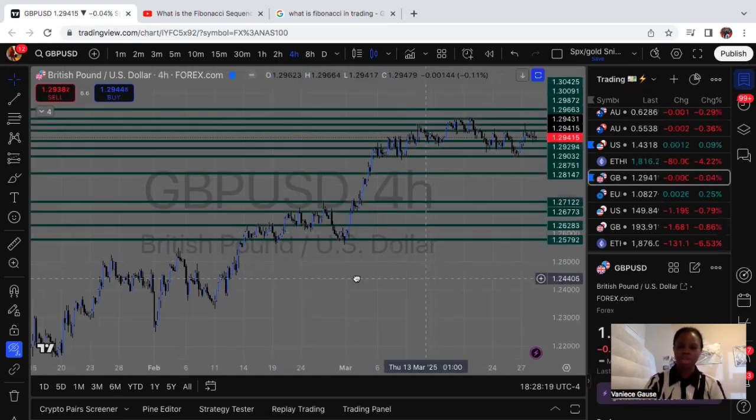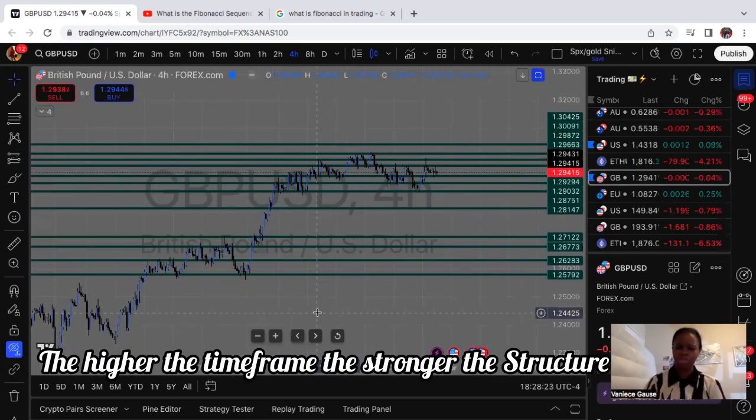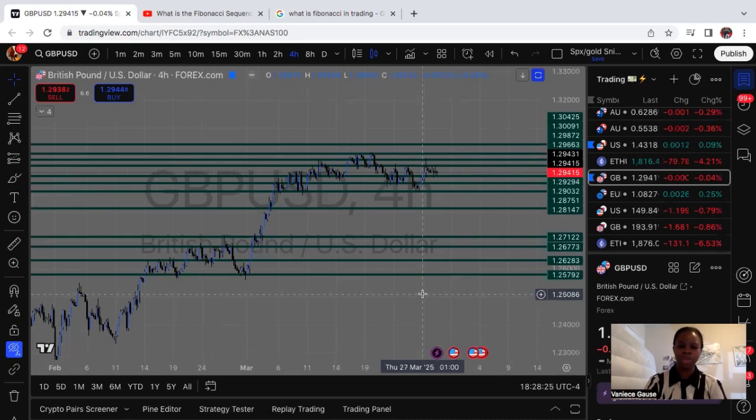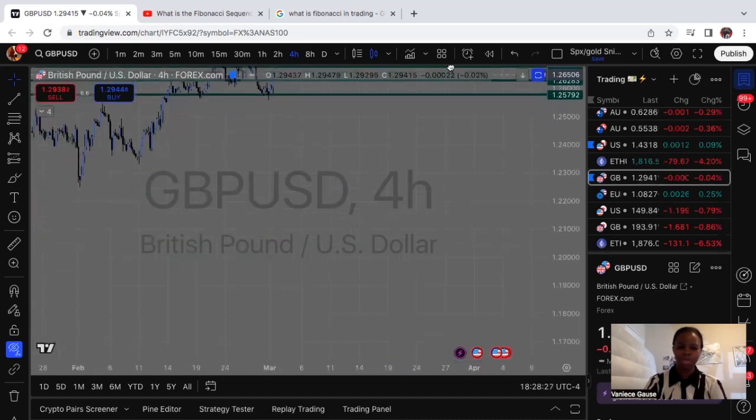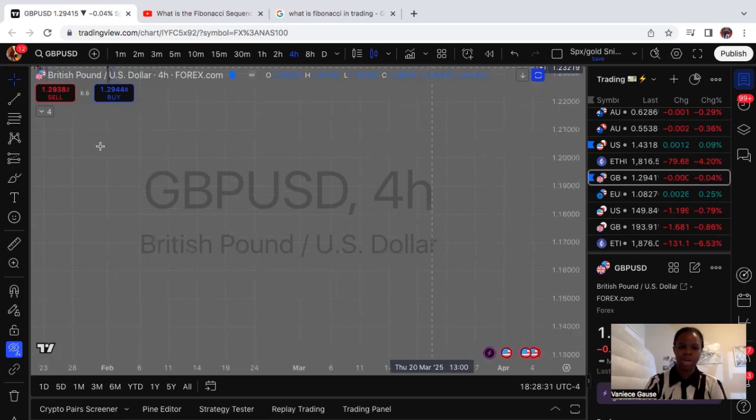But I always say the stronger the time frame, the higher the time frame, the stronger the structure. So for your Fibonacci, what you basically want to do, just without the chart, so that you guys can get a better understanding of what you would basically be looking for, you want to think of it in terms of this.